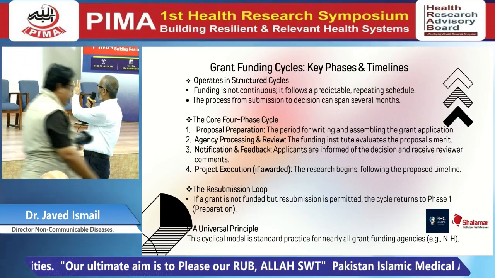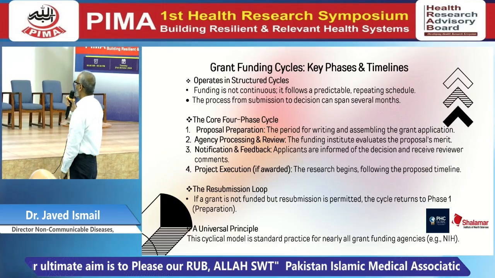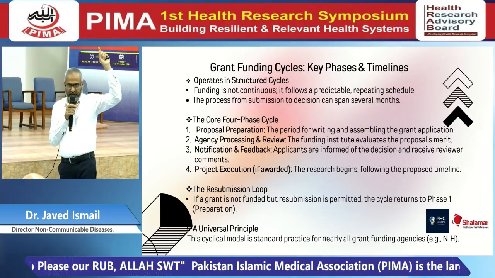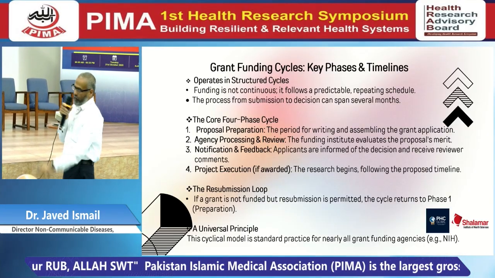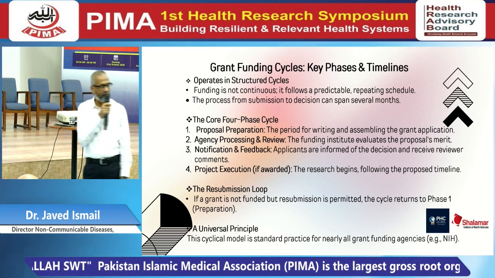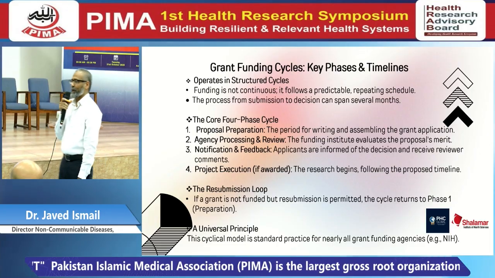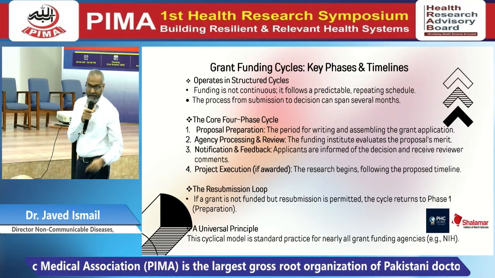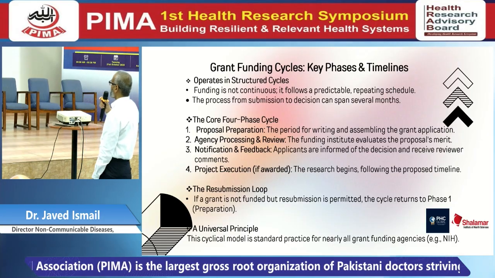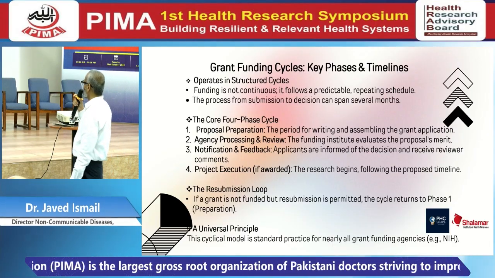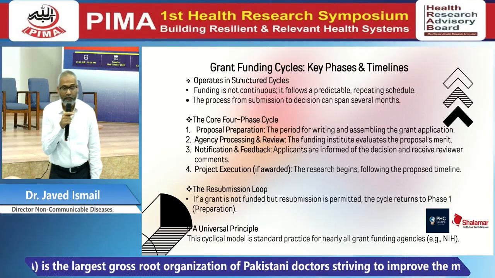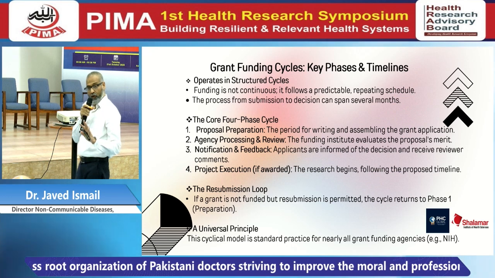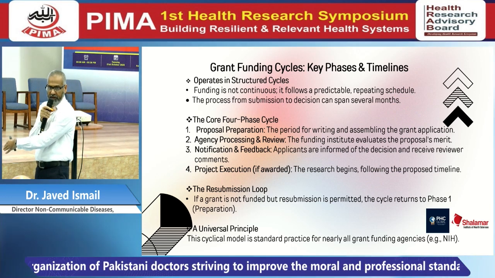So the core four phases of the cycle, which we have already discussed, start with proposal preparation. So you have an idea, you develop a proposal, and then you submit it according to the call of that particular agency. The agency has a certain procedure for reviewing your proposal, so that is agency processing and review. They evaluate the proposal's merit, and then they notify you and give feedback on the proposal you have submitted. And the fourth phase is, if your funding got approved, the execution of your project.